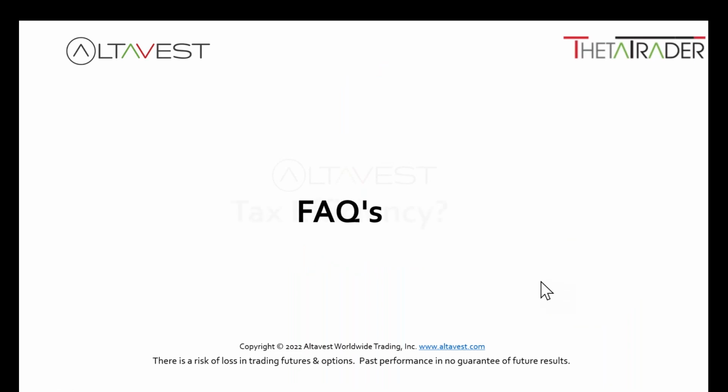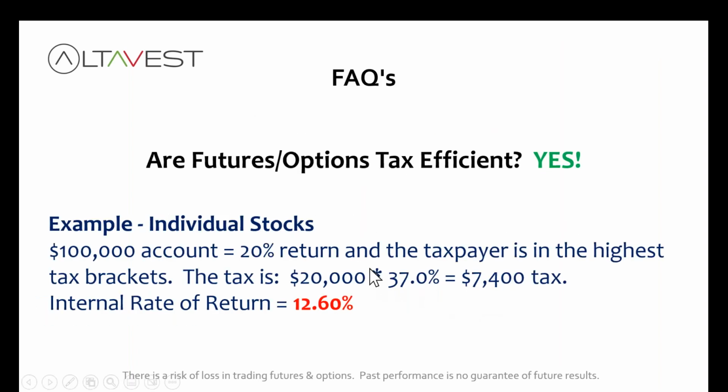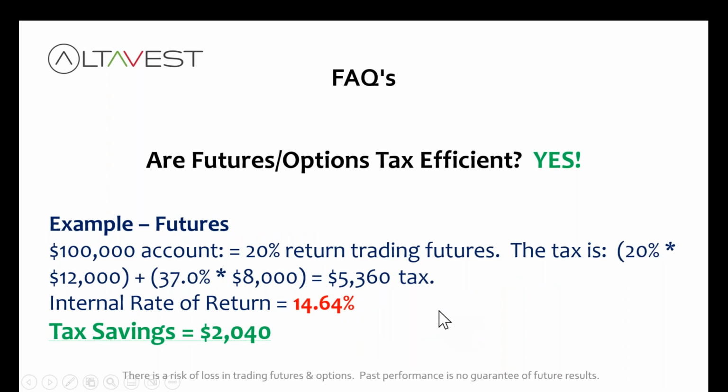Tax efficiency, how about that? We're going to jump into a couple of FAQs. Futures and options are tax efficient. Here's an example. If you're doing individual stocks and you have a 20% return, you make $20,000, you'll pay $7,400 in taxes if you're in the highest bracket, leaving a 12.6% return. Now, if you're trading with us, trading these options in the futures space, your tax liability is $5,360, a tax savings of over $2,000, and that's because there's tax efficiency.